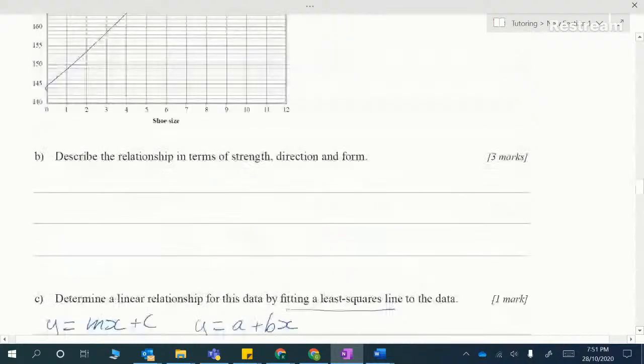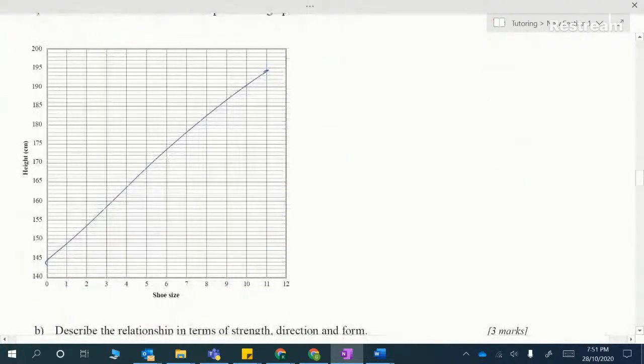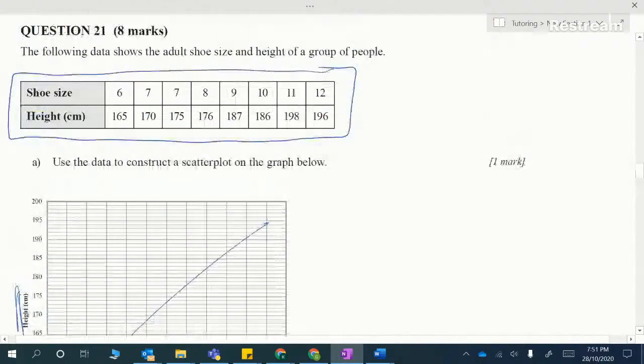So what you have to do is enter this data into the stat function of your calculator, okay? Now, in this question, they've got the shoe size on the x-axis and the height in the y-axis. So that means shoe size would be your x variable and height would be your y variable. Does everyone know how to enter it into their calculator? Can you let me know in the chat, do I need to show you physically with a calculator how to do that? Or do you know how to do it? Use the stat function on your calculator. Does anyone want me to show you physically with a calculator how to do that?